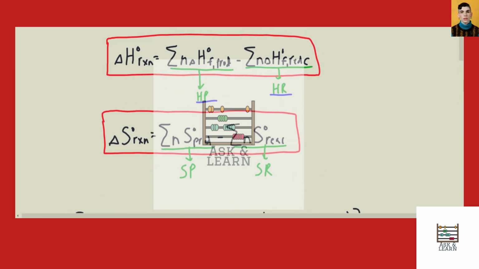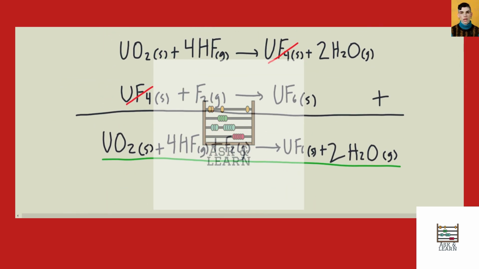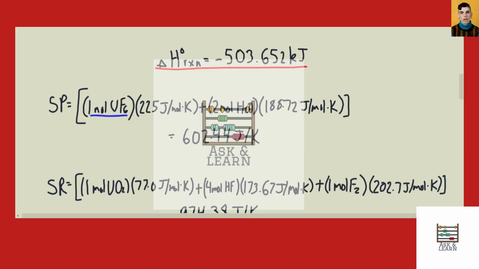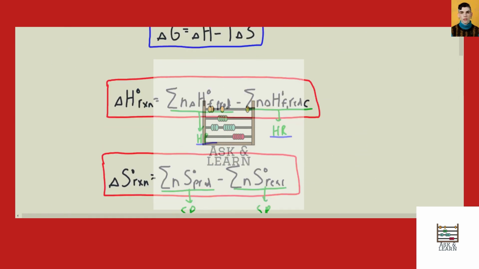And now we use the same process to solve for delta S of reaction. Starting with the products, we have 1 mole of UF6 and 2 moles of H2O, each multiplied by their standard molar entropy values, which we can look up. And when we cancel off units of moles this time, we are left with joules per Kelvin, or units of entropy. And when we add those overall entropy values together for all of the products, we get the total entropy of the products.